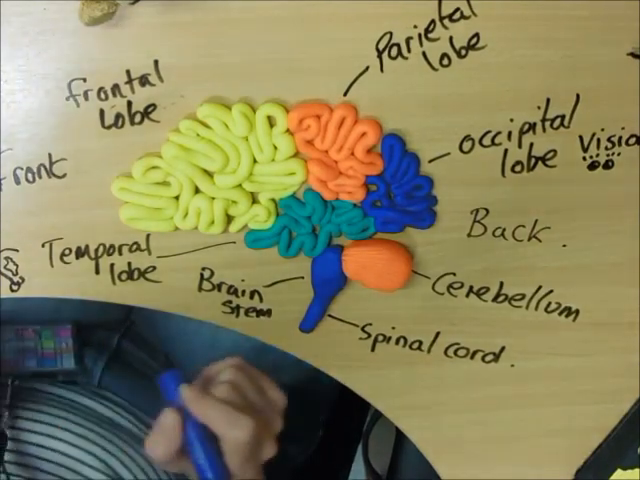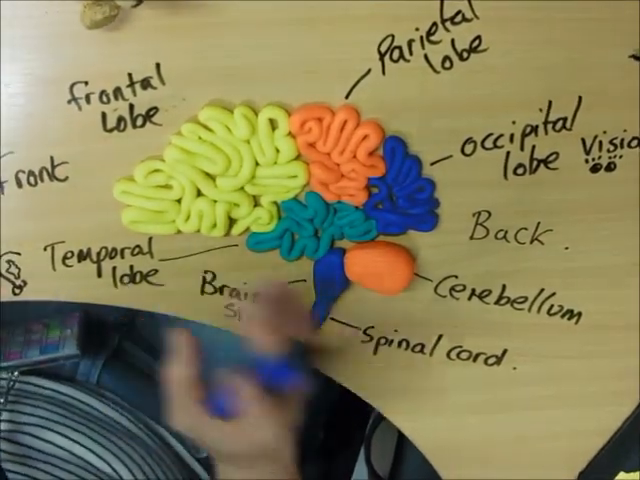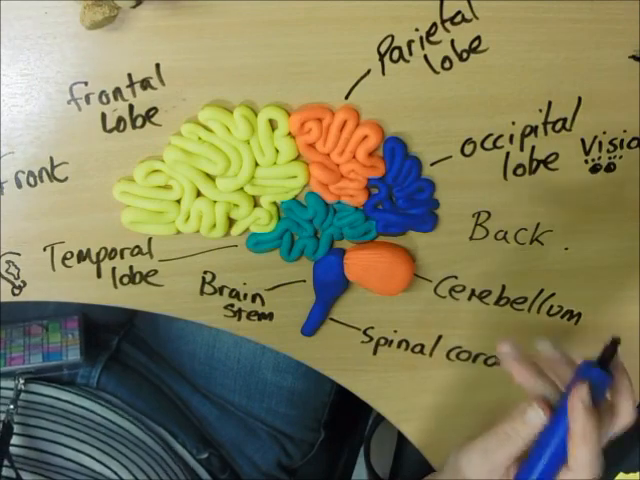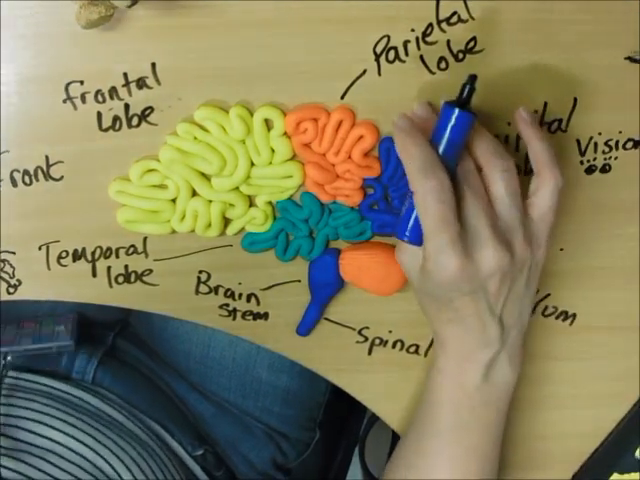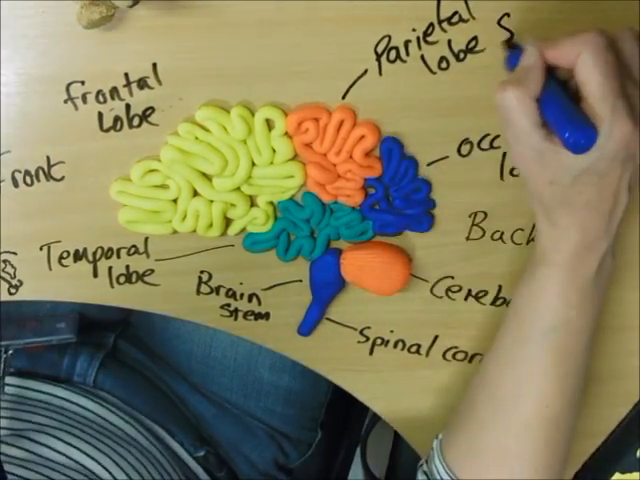There you go. The frontal lobe is to do with all those higher brain functions, so intelligence and that sort of stuff. And the parietal lobe here is to do with sensory information.